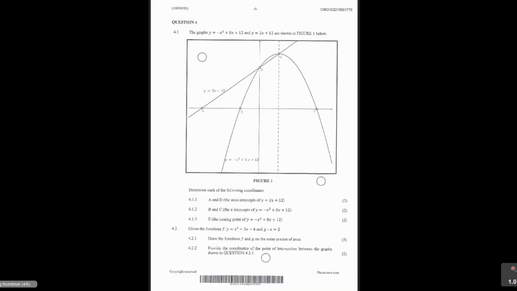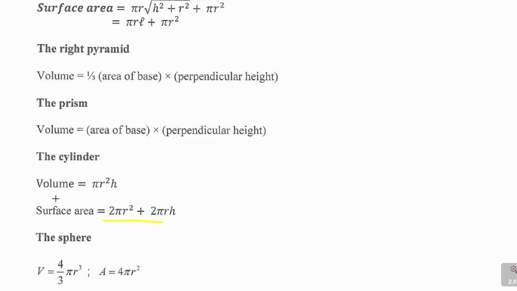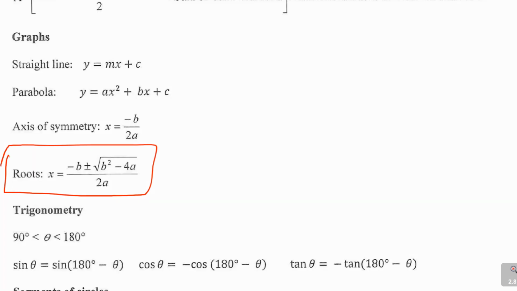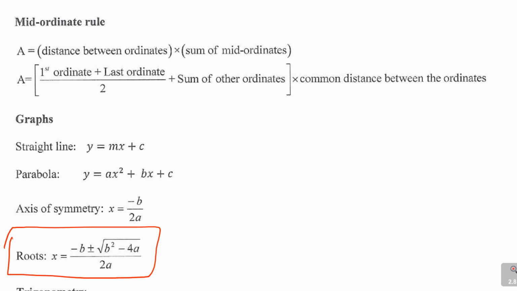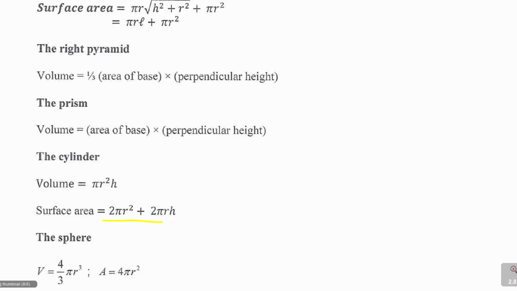So usually I use the 2 formulas that I'm given, and then I test the answers based on these formulas. Look at this. This is the mid-ordinate rule that I'm using, and I usually use both of them. So let's start with the first one. Area is distance between ordinates times sum of mid-ordinates.